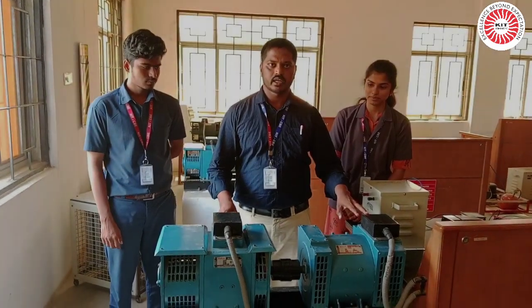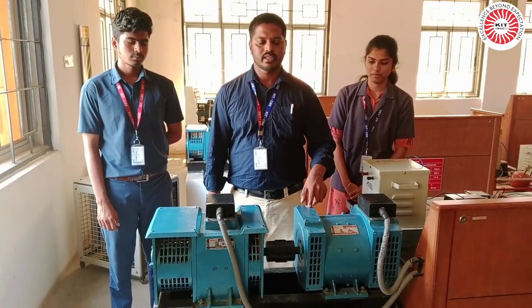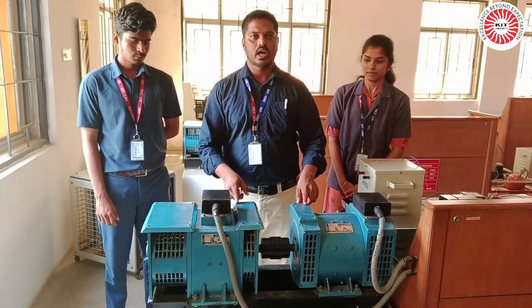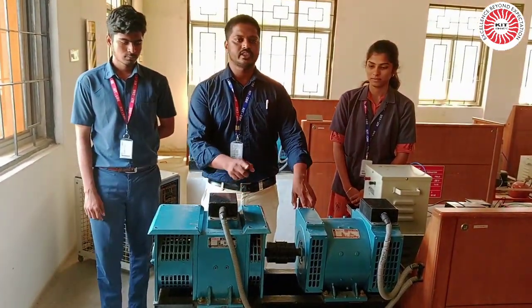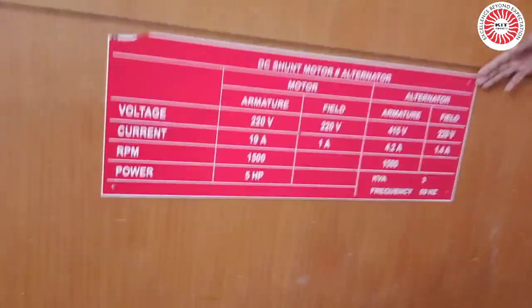So here the motor is coupled with the alternator. The input supply is electrical supply. The motor converts electrical energy into mechanical energy. The mechanical energy is given to the alternator, and finally the alternator converts the mechanical energy into electrical energy. So these are the nameplate details of the DC shunt motor coupled with the alternator.